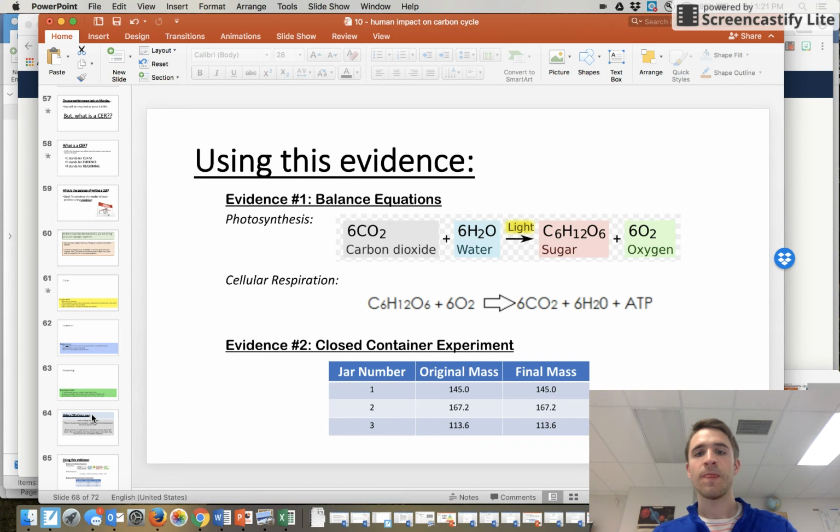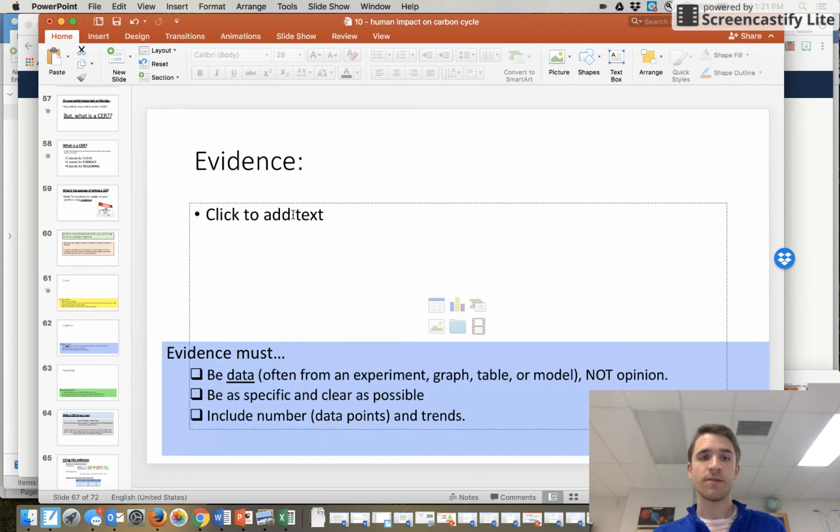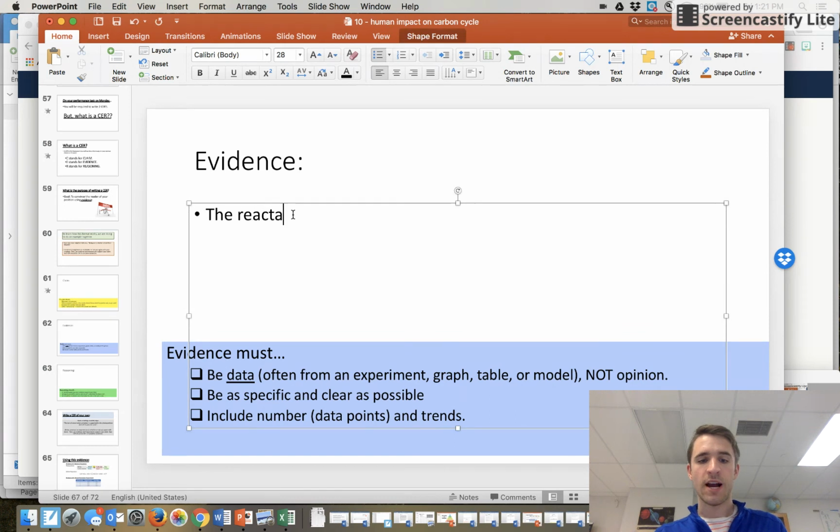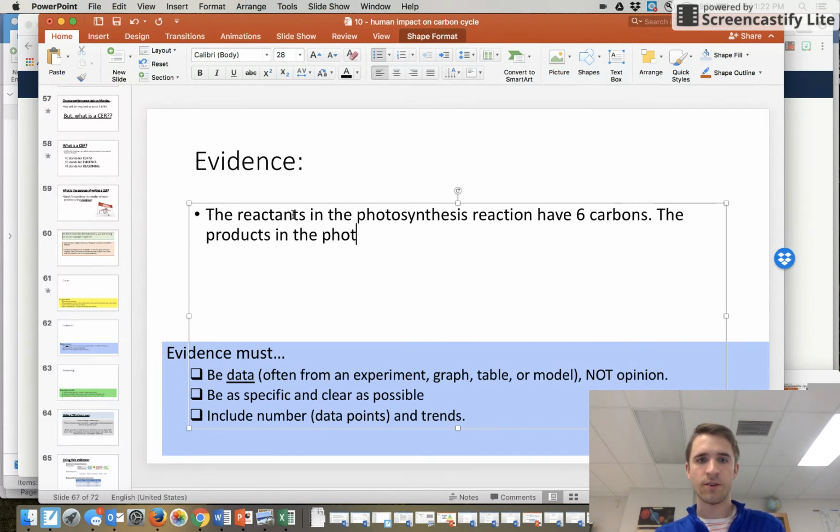So here we see that the reactants have 6 carbons and the products have 6 carbons. That's right there. The reactants in the photosynthesis reaction have 6 carbons, the products in the photosynthesis reaction have 6 carbons.